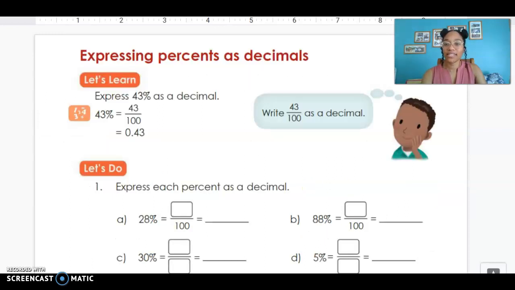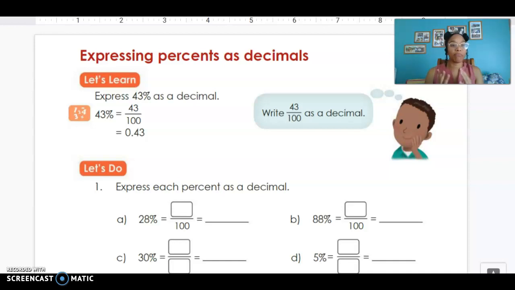Now let's try one last thing. We're going to express percents as decimals. Now you haven't gone over decimals this year, but you've learned about them last year. A decimal can be presented as a 0 with a point and some numbers following it. When we write 43% as a decimal, we get 43 hundredths, or 0.43.